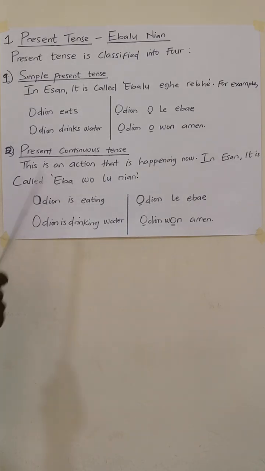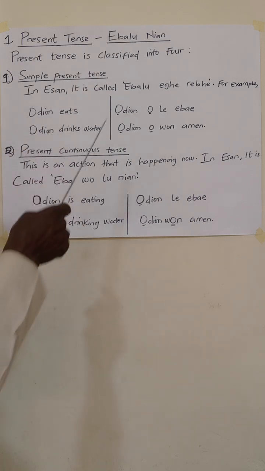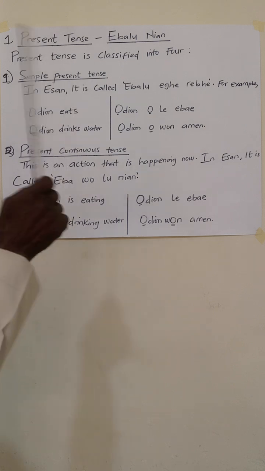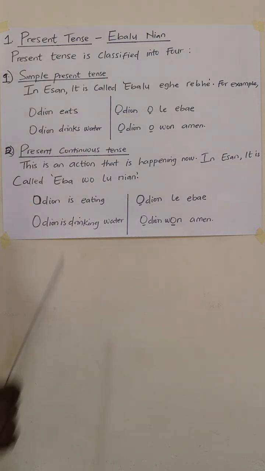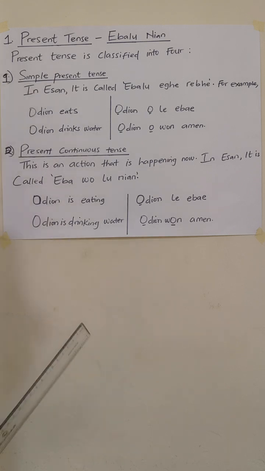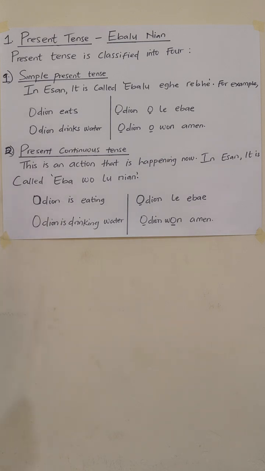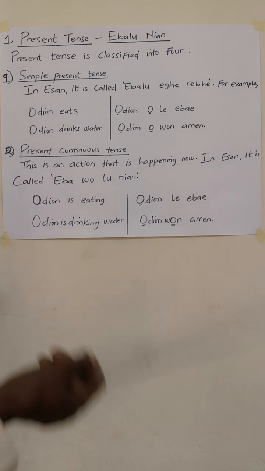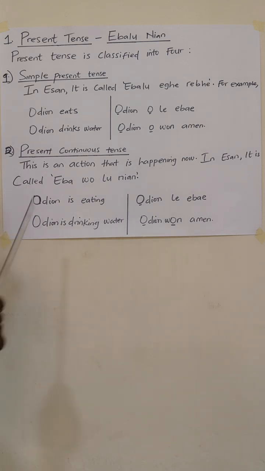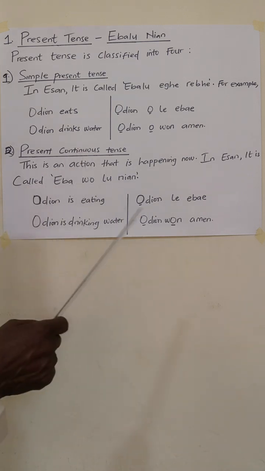Now we are starting here with present tense, ebalonia. Present tense is classified into four. We have simple present tense, present continuous tense, present perfect tense, and present perfect continuous tense. Before we get to that place, let's do this first one here. Now we have simple present tense, ebalunia or ebaluevireveja. In Esan, it is called ebalu evireve.